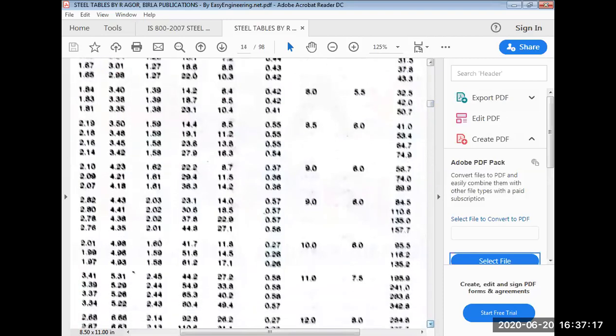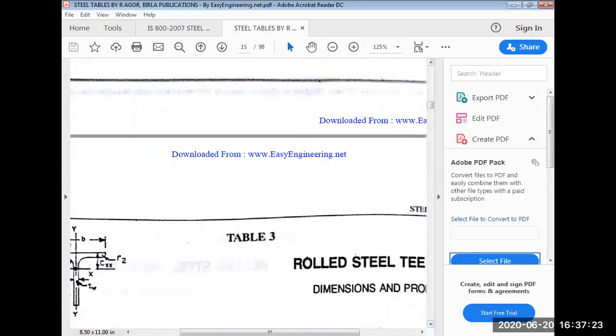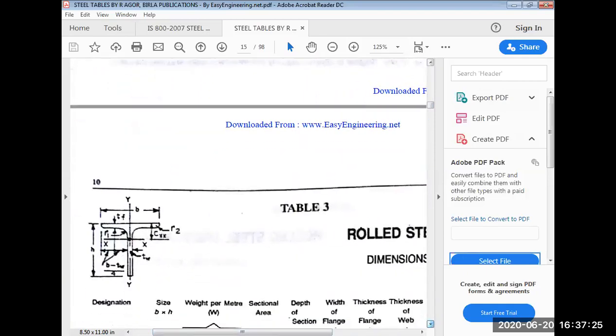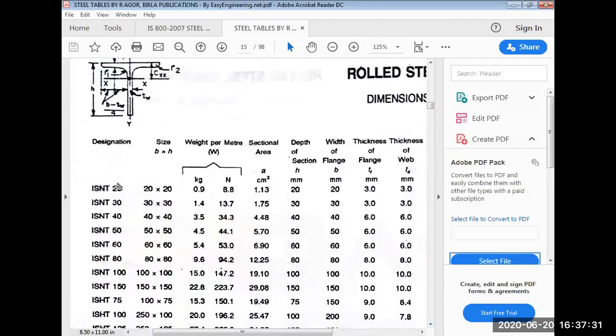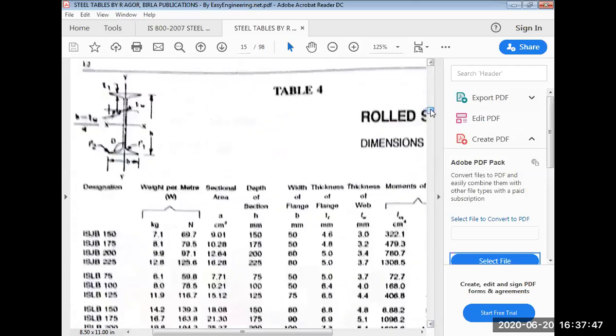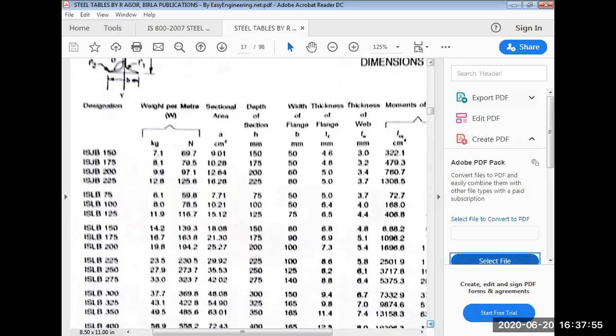Then here, after the I section, T section is given. You can see here T section. So as I have shown you, ISNT 20, ISNT 30, ISNT 40. So various different sizes of T sections are given, and their properties are also given. This is T. Then I will show you one I section. See here, I section is given. So this page is not clear. I will show you the next page.